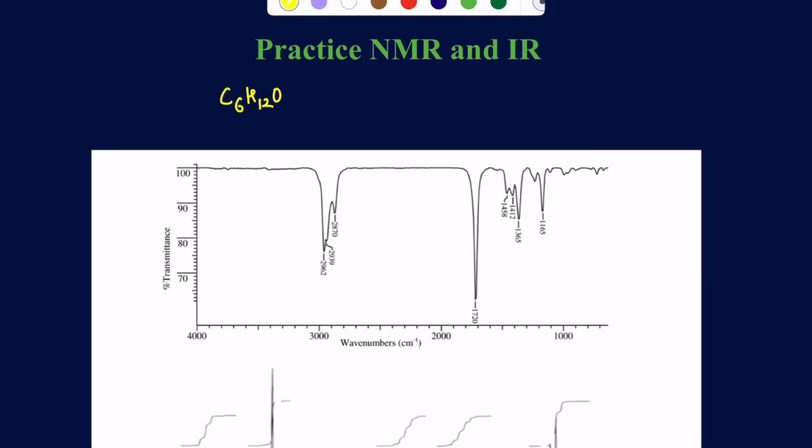In this video, I'll do a practice problem that's going to be based on NMR and IR. So suppose I'm given this formula, which is C6H12O, and I need to figure out what the structure is going to be out of that.